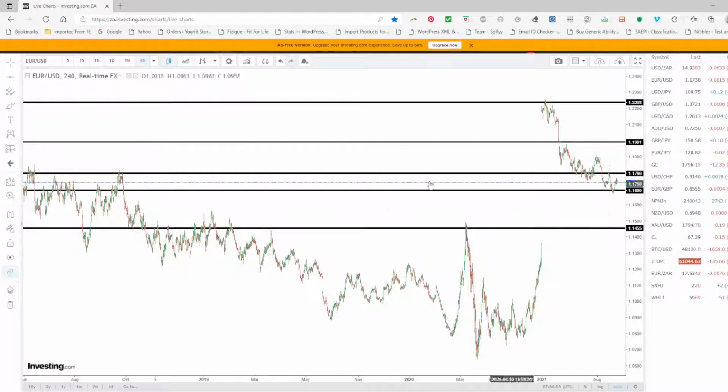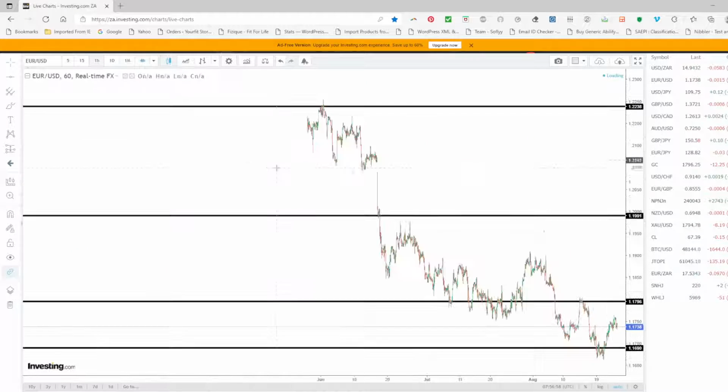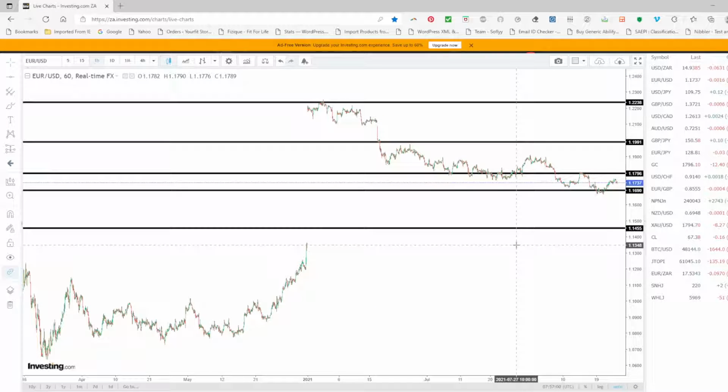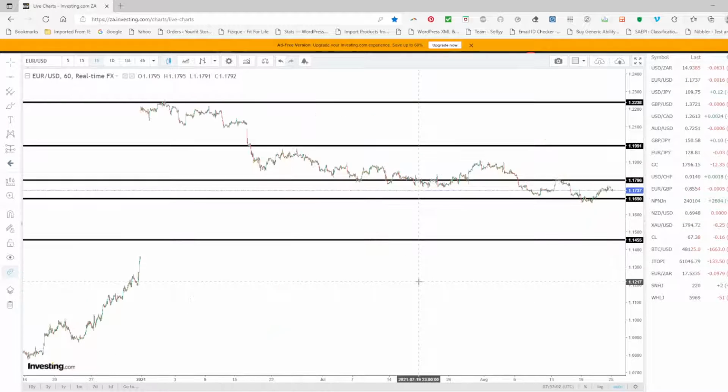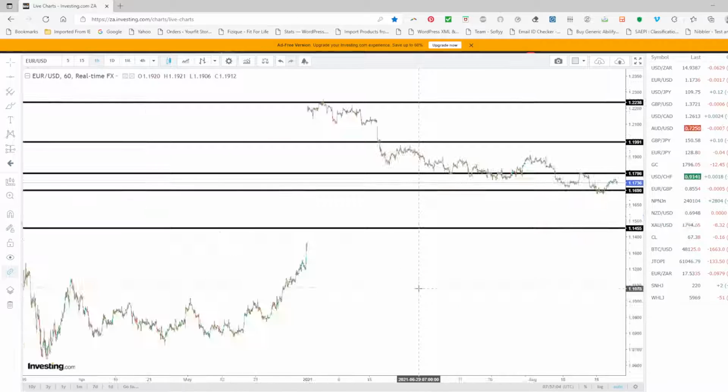But basically, this is where I am in the 4 hour. I then drill down to the 1 hour. And remember, I'm completely zoomed out. That's when you zoom in. I'm completely zoomed out. So on the 1 hour, I'm now having a look.